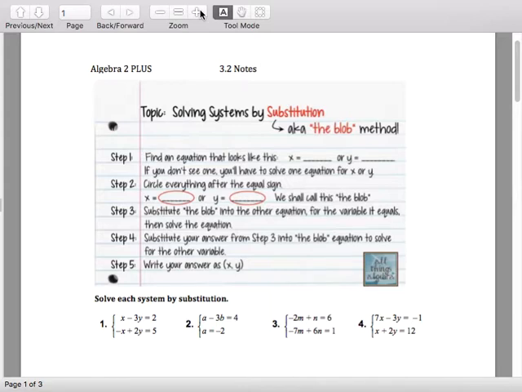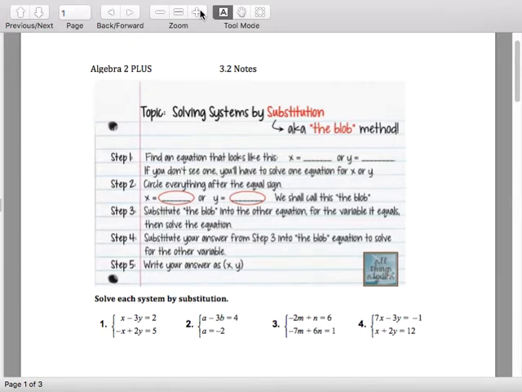So if you want to use substitution, find an equation that you already have x equals or y equals. If you don't see one, you'll have to solve one equation for x or y. Once you get one of the x's or the y's alone, you circle it. You can call this the blob. Then you'll substitute the blob into the other equation and solve it. Then once you get one letter, you plug it back into the blob to get the other value.